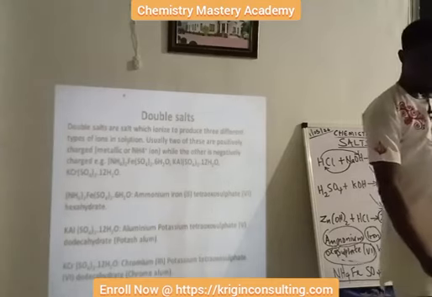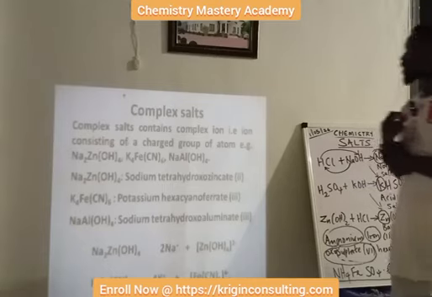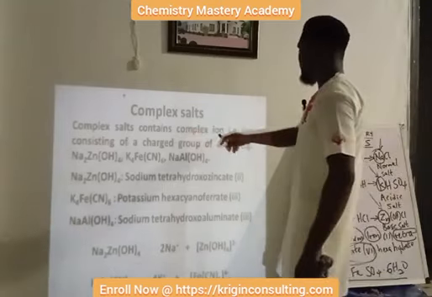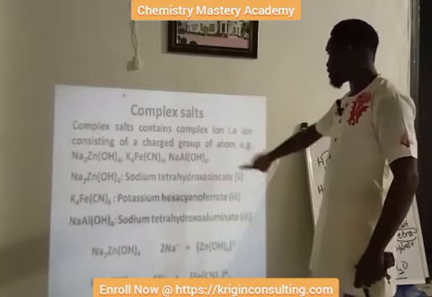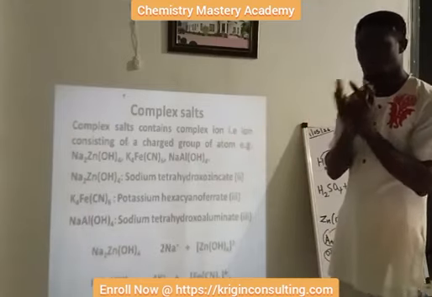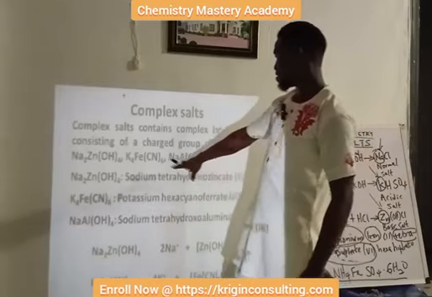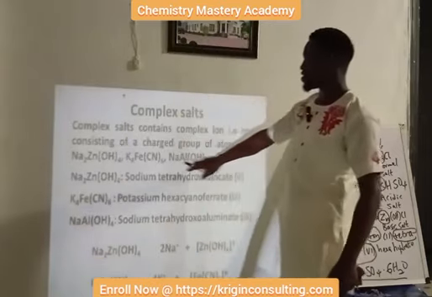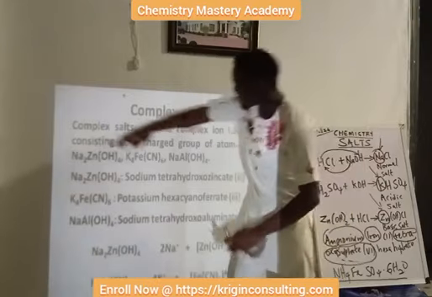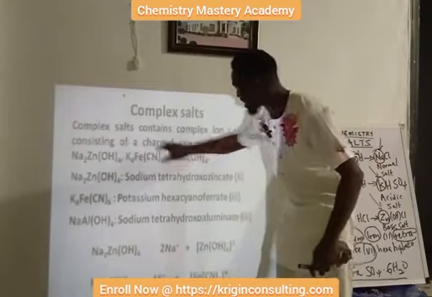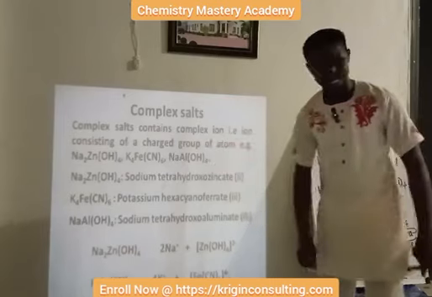Alright, so let's move further. Then we have complex salt. Now, complex salt, as we have here, contains a complex ion. That is, an ion consisting of a charged group of what? Atoms. Charged group of what? Atoms. So look at this. This is a complex salt. This is a complex salt. So charged group of what? Atoms. This is a charged group. This is another charged group. This is another what? Charged group. This is a complex salt. Okay?